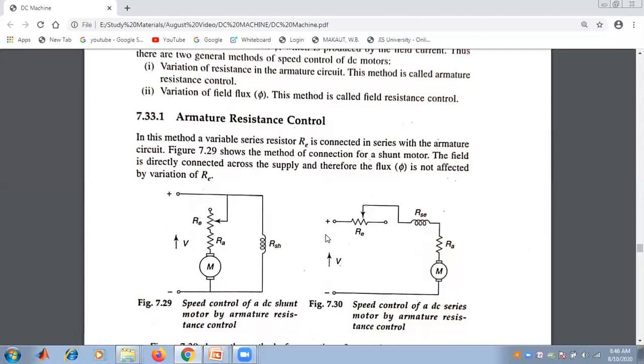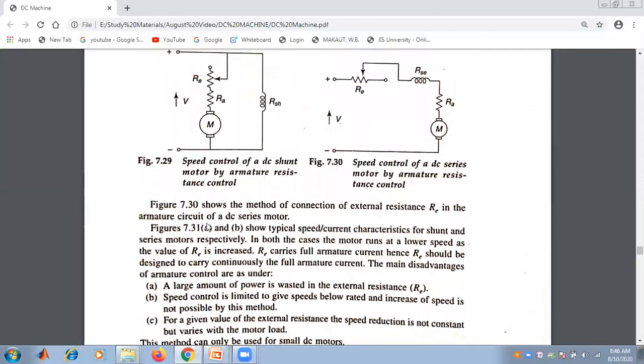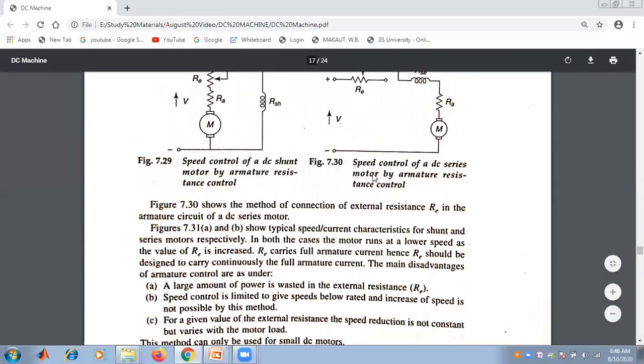The field is directly connected across the supply. Therefore, the flux phi is not affected by the variation of Re. This figure shows the method to connect an external resistance Re in the armature circuit of a DC series motor.